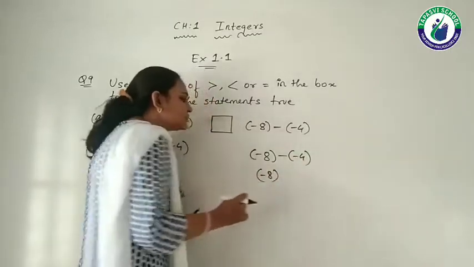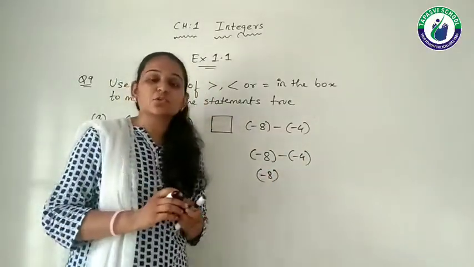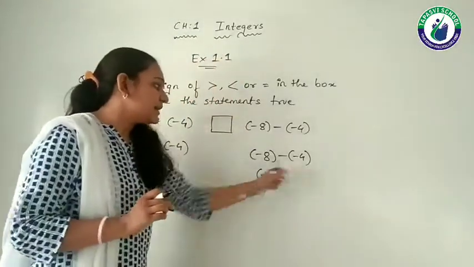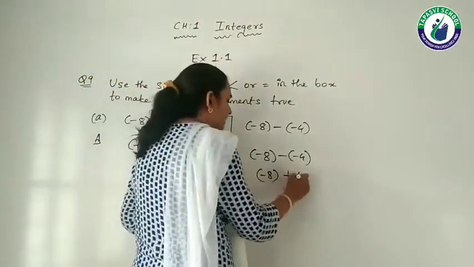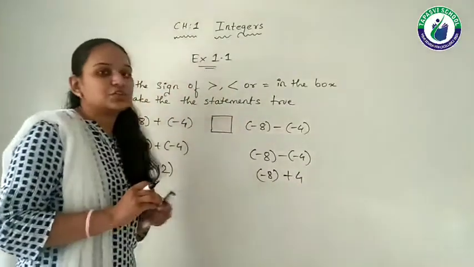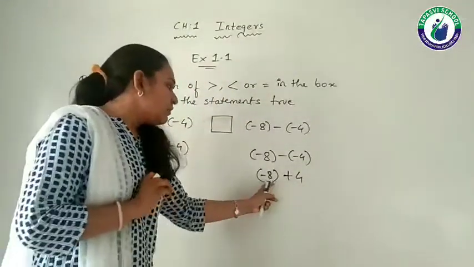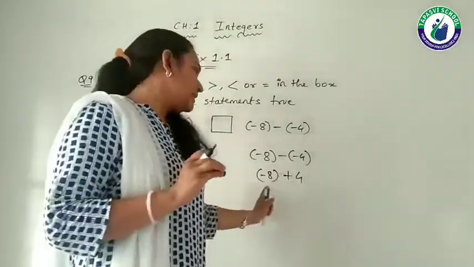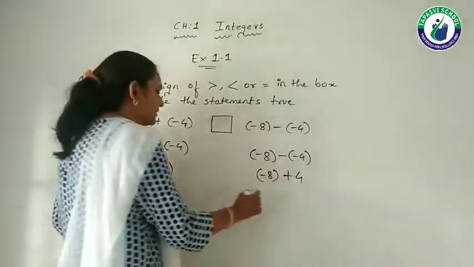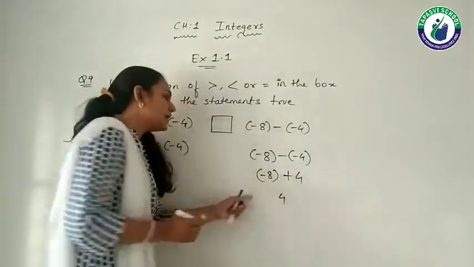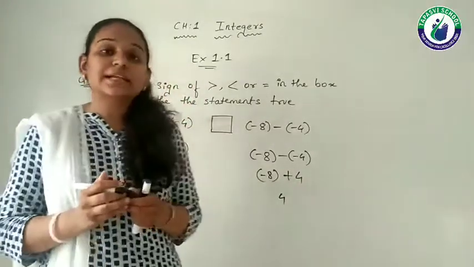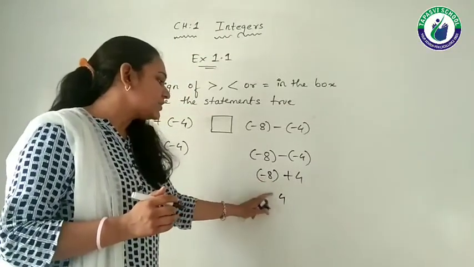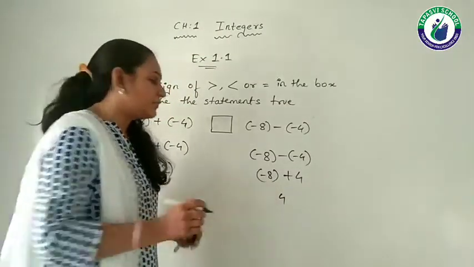First of all, I need to change the sign of the 4 as per the rule of subtraction of integers. So minus will become plus. Now the rule of addition of integers will come. One number is negative, another is positive, so I am going to subtract. 8 minus 4 is 4. Out of these two numbers, which one is greater? That one is 8, so I give the sign of the greater number, that means the negative sign, to this 4.